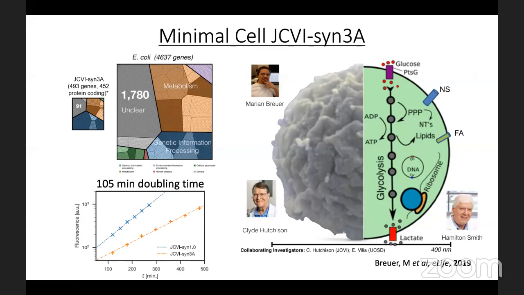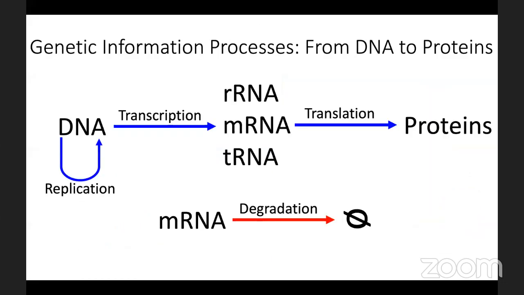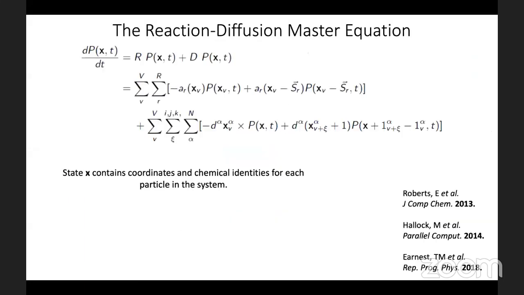So we have a good idea of all the processes going on in this cell. Today I'm going to talk to you about the genetic information processing reaction network. We're going to simulate replicating the DNA as the last talk did, and then we're going to talk about transcribing DNA into RNAs, translating mRNAs into proteins, and degrading mRNAs back into nucleotides.